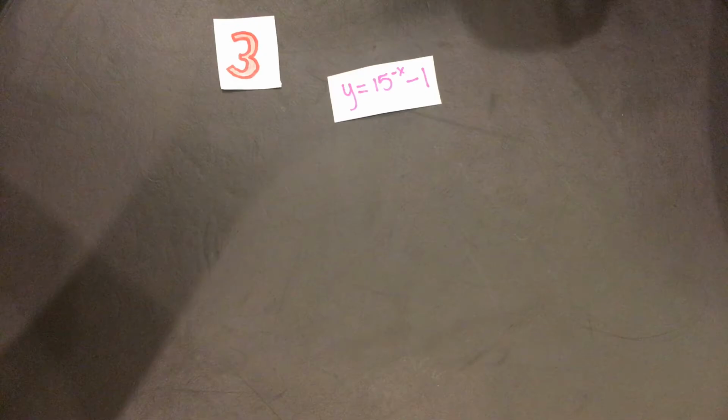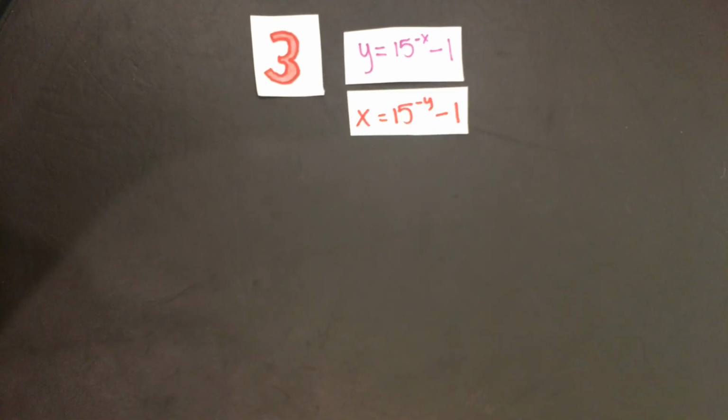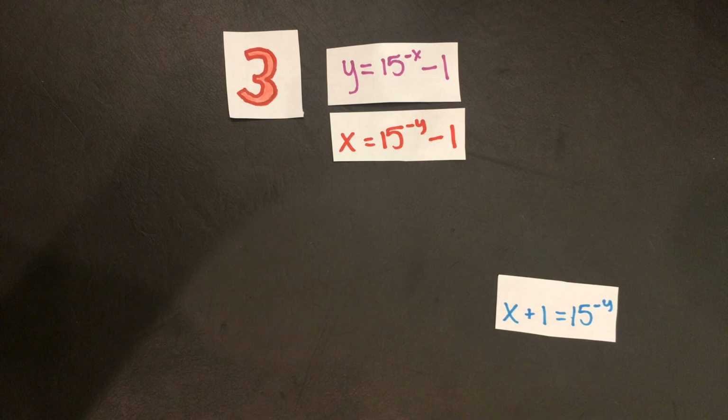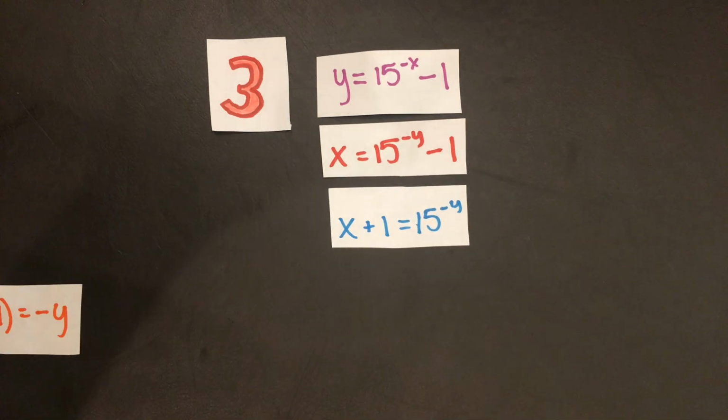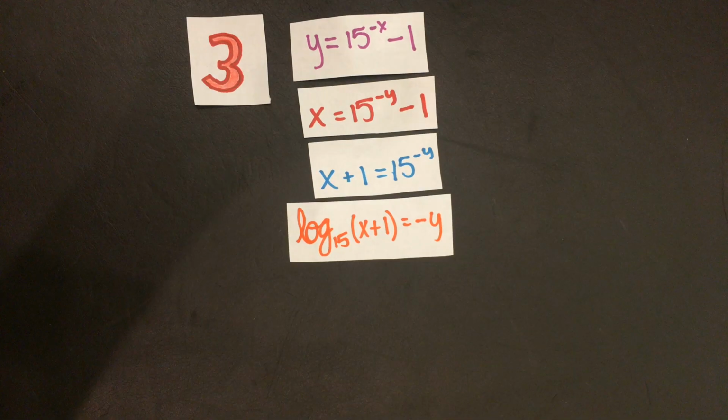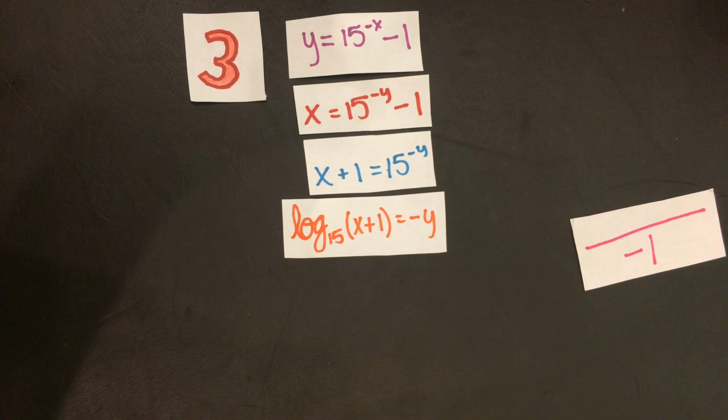Our last example is y equals 15 to the negative x minus 1. Begin by switching x and y. Then we isolate y by adding 1 to both sides. We then turn it into a log, so the base is 15 and x plus 1 is in parentheses.